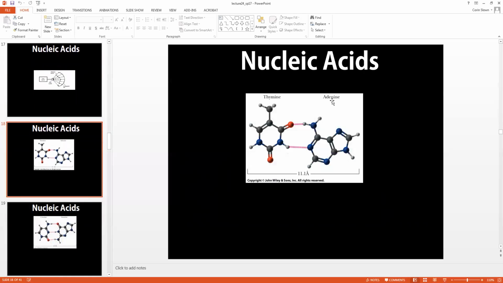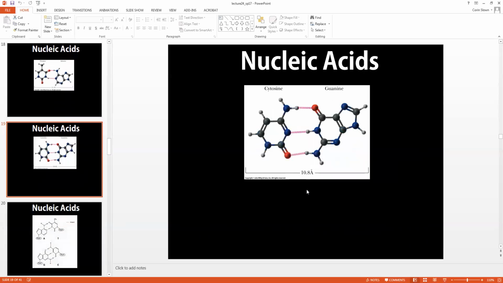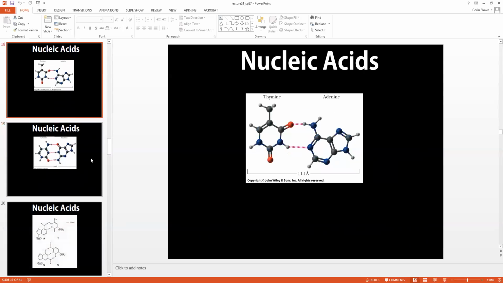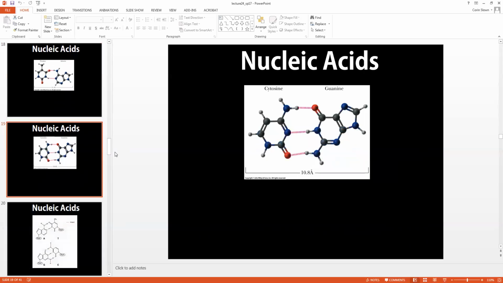Now, if we break that down and think about individual hydrogen bonds between bases, we need to recognize that within the pattern of DNA, there is what we call Chargaff's rule. So this is the hydrogen bonds between adenine and thymine, and the hydrogen bonds between cytosine and guanine. Note, adenine and thymine have 2 hydrogen bonds, whereas cytosine and guanine have 3.